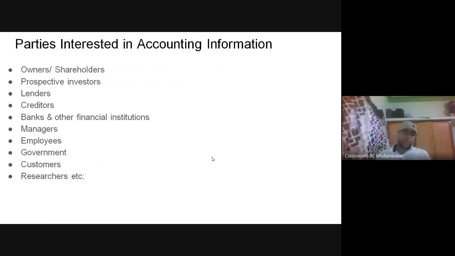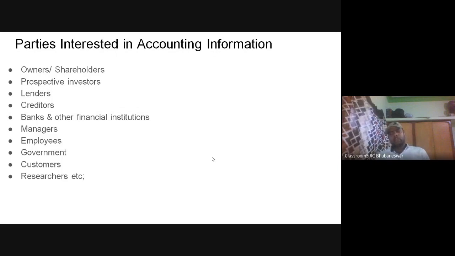I have given you the list of various parties interested, so you can see all of them. Owners are there, who can be called shareholders in case of companies, owner in case of a sole trade, or in case of partnership, a partner. Then prospective investors. Who are the prospective investors?